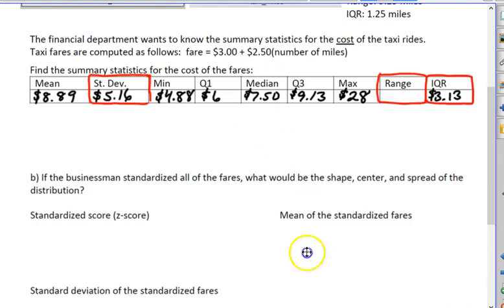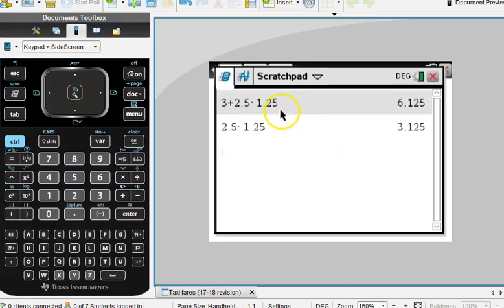Now, if we take the IQR 1.25 and multiply it by 2.50 and add $3, let's do that on the calculator. I want you to notice here, if I put the 1.25, which is the IQR of the data in miles, in the formula for fare and do 3 plus 2.5 times 1.25, I get 6.125, which is clearly too big for the IQR. The IQR is just 2.5 times 1.25, or 3.125, which rounds to 3.13.